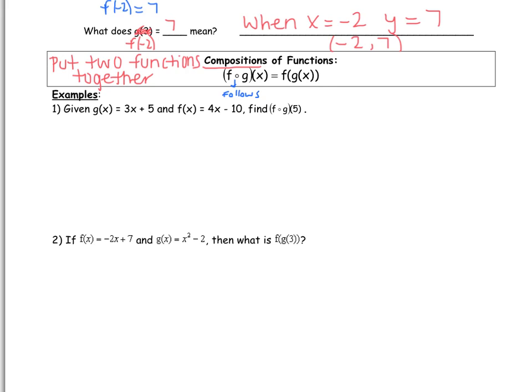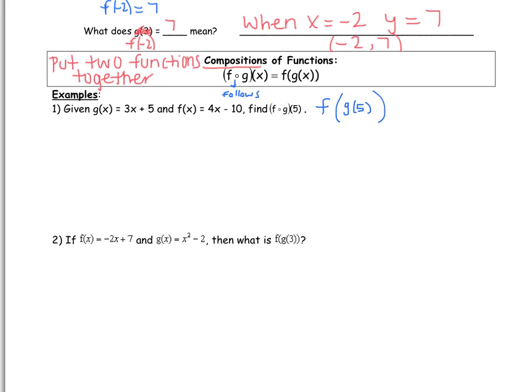Now, it's a lot easier to do some practice problems to understand it. So given example number 1, given this function g of x and this function f of x, I want you to find this. Using this definition of a composition of functions, let's write it in terms of that side: f of g of 5.